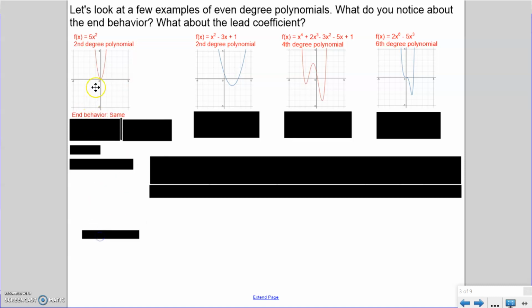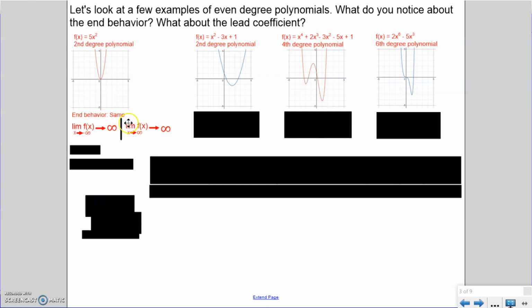The end behavior is the same. So remember, end behavior is the limit. So the limit of the graph of x as x goes far to the left, as x approaches negative infinity, will be positive infinity because it's going up on the left. If we keep going left, y keeps going up. Same for the right side. The limit of the graph of f of x as x approaches infinity as it goes right. So if we keep going right, y keeps going up.